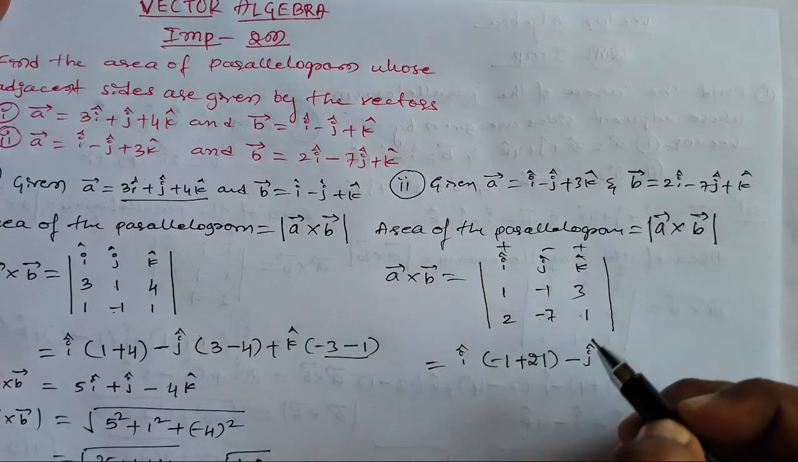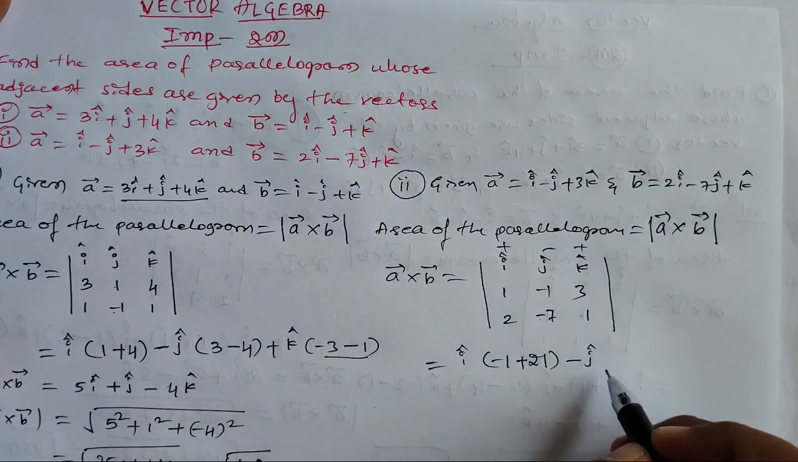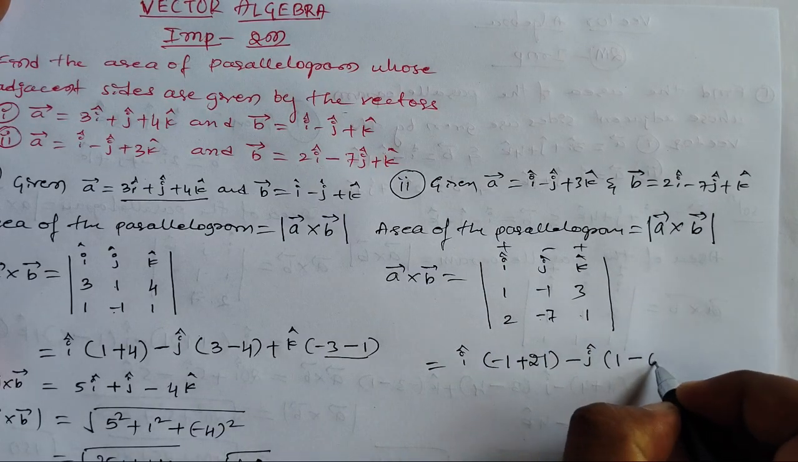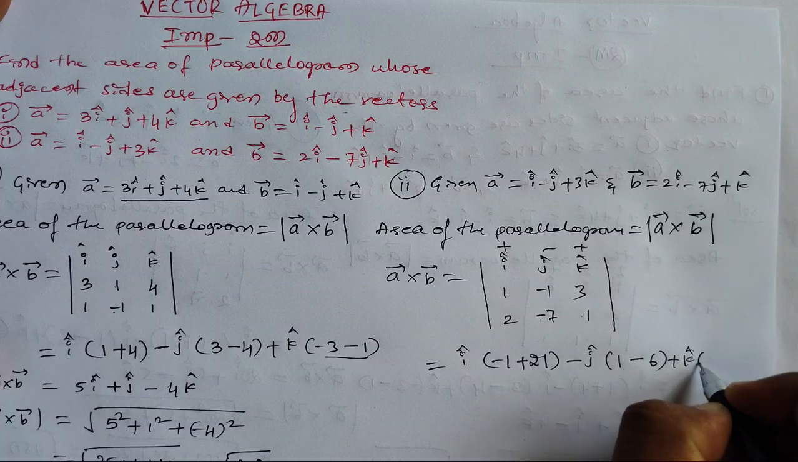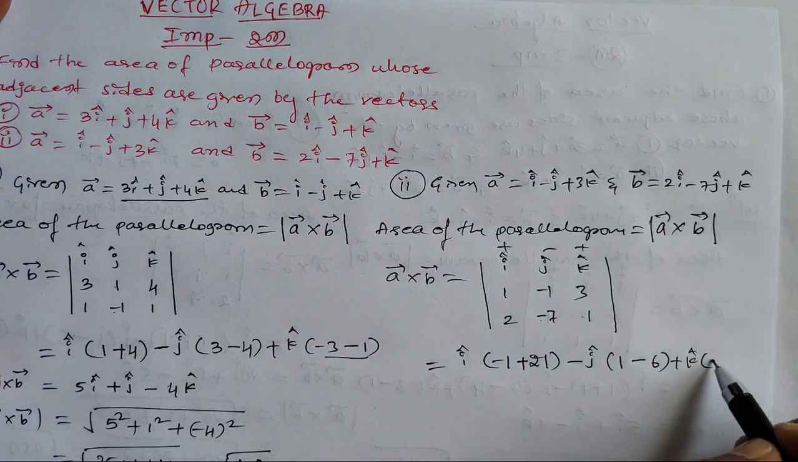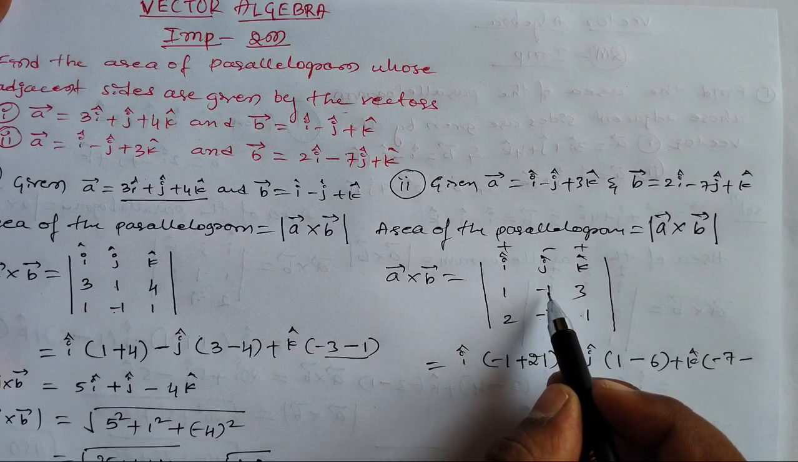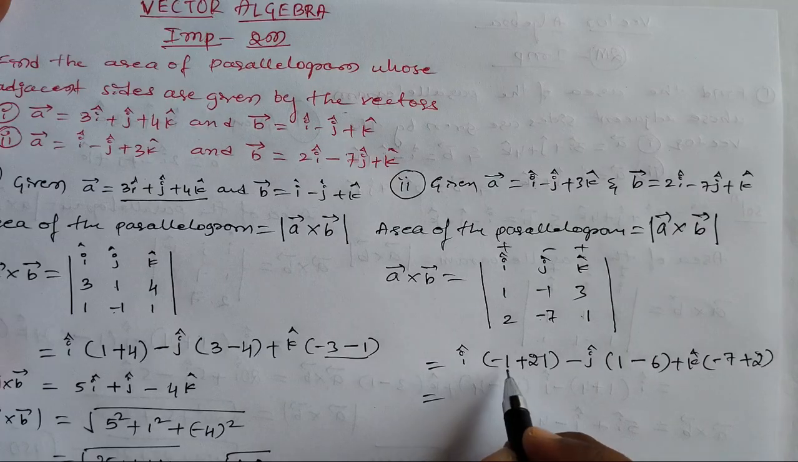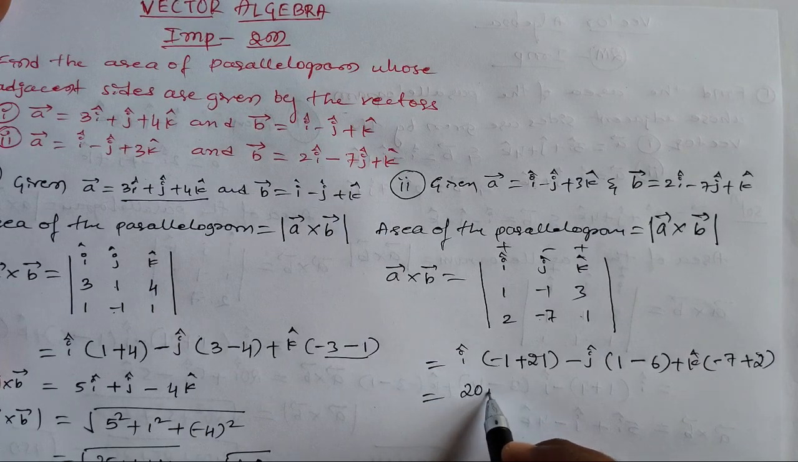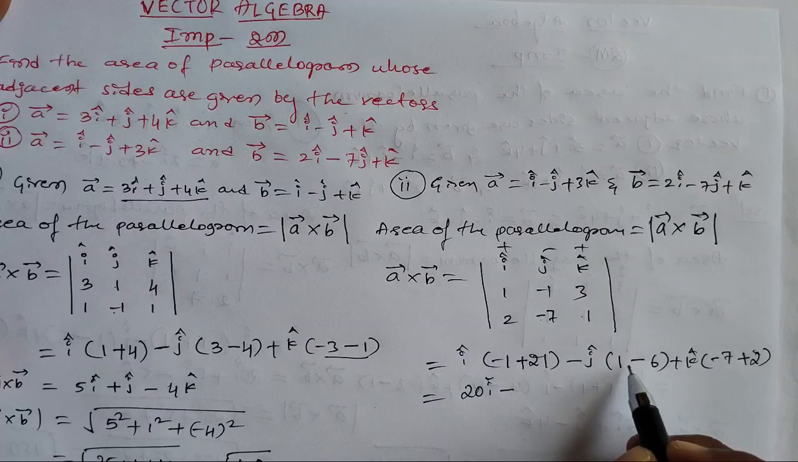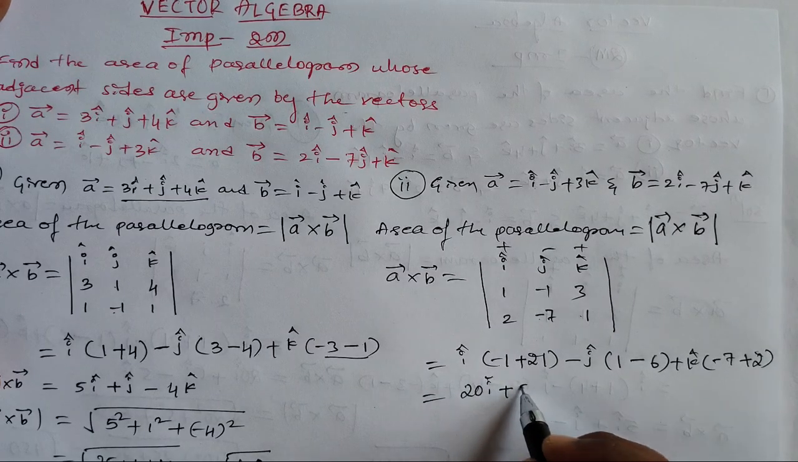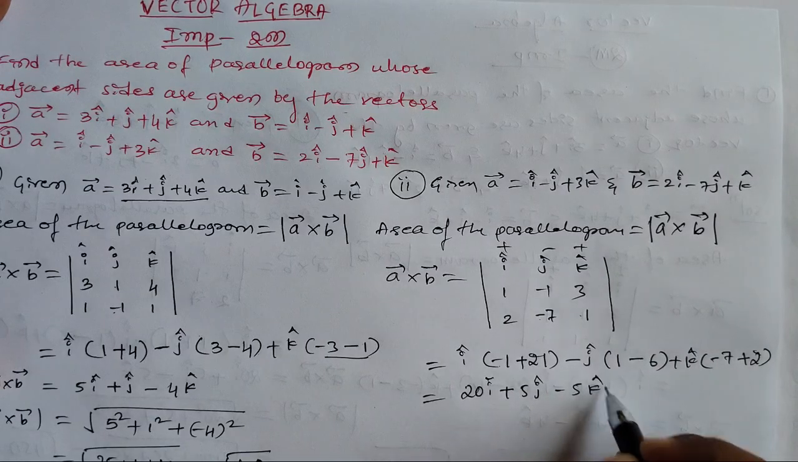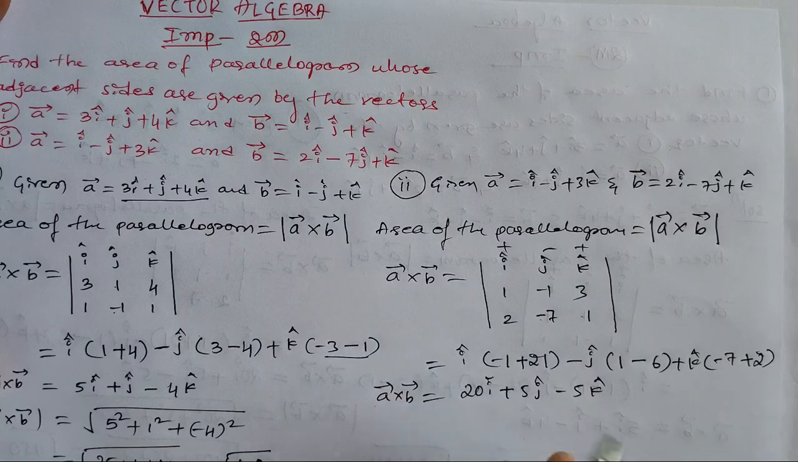Okay, minus j, this column and this row, 1 into 1 becomes 1, minus 2 into 3, 2 into 3 is 6, minus 6, plus k into bracket 1 into minus 7 is minus 7, minus 2 into minus 1 becomes minus 2, minus minus plus 2. Okay, right. So that is equal to, here minus 1 plus 21 is plus 20i, and minus 1 minus 6 is minus 5, minus minus plus 5j, minus 7 plus 2 is minus 5, minus 5k. Okay, so this is A cross B vector.